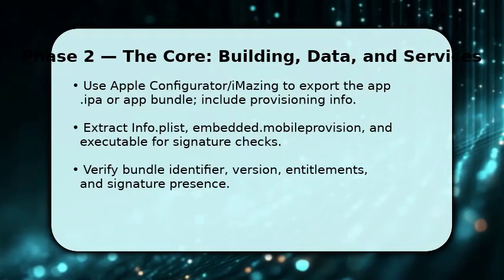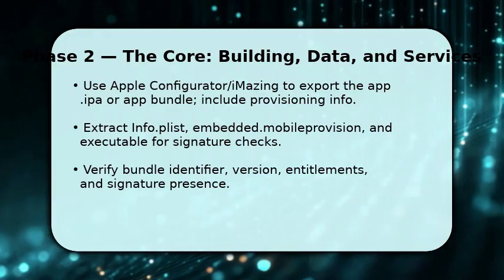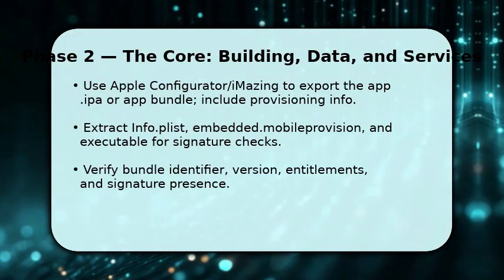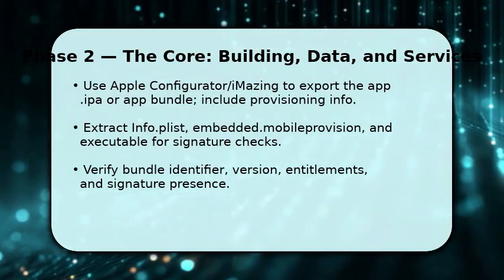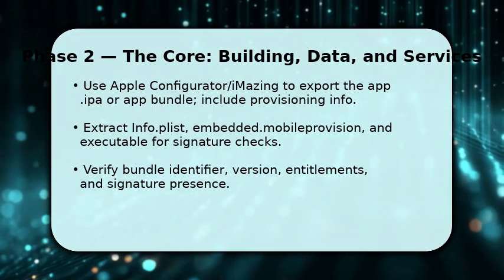Now you export the app bundle and its metadata so you can inspect what actually exists on disk. Use Apple Configurator or iMazing to create an IPA or app folder and extract info.plist, embedded.mobileprovision, and the Mach-O executable. This gives you both metadata and the code image.